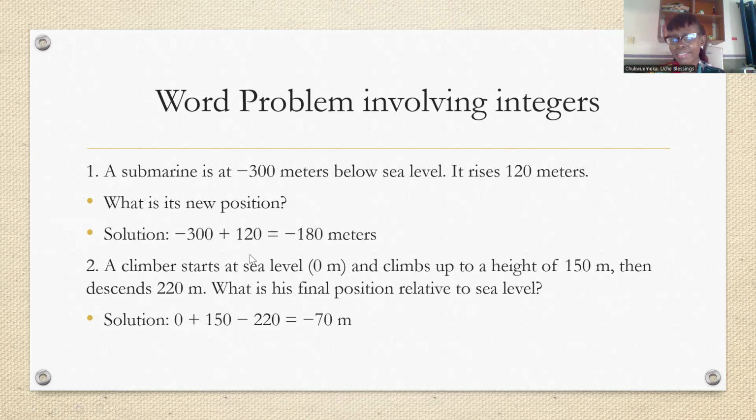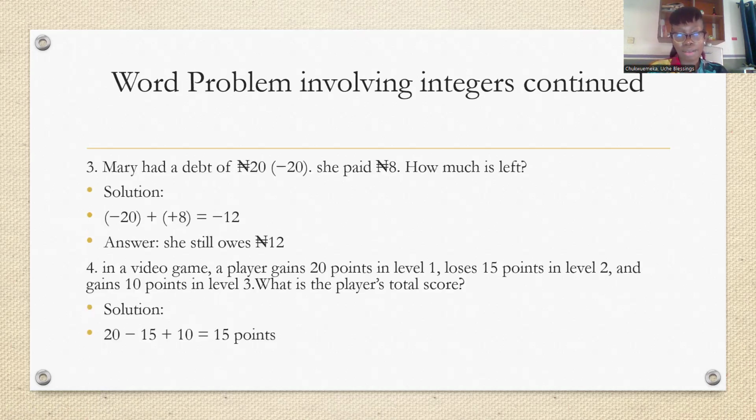All right. A climber starts at sea level, 0 meters, and climbs up. What do you think will happen here? 0 meters plus positive 150 meters, minus, because it says descent. Anytime it's backwards, you know that it is negative. So we do plus 150 minus 220 to give minus 70 meters. And that is how we got our answer. Remember, the signs are key. The signs are key to getting our correct result.